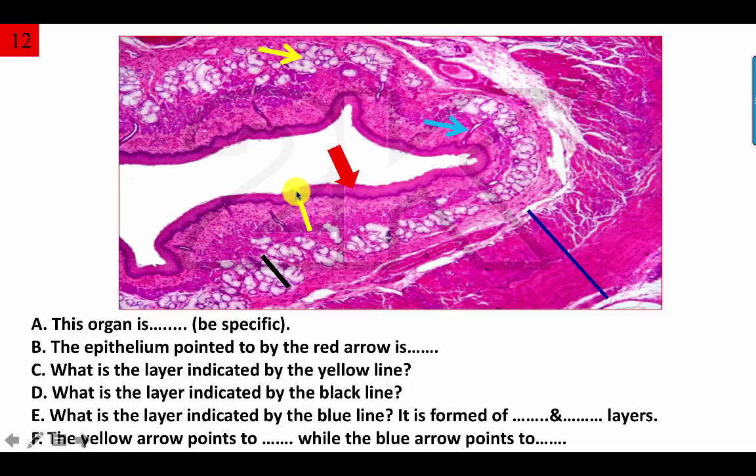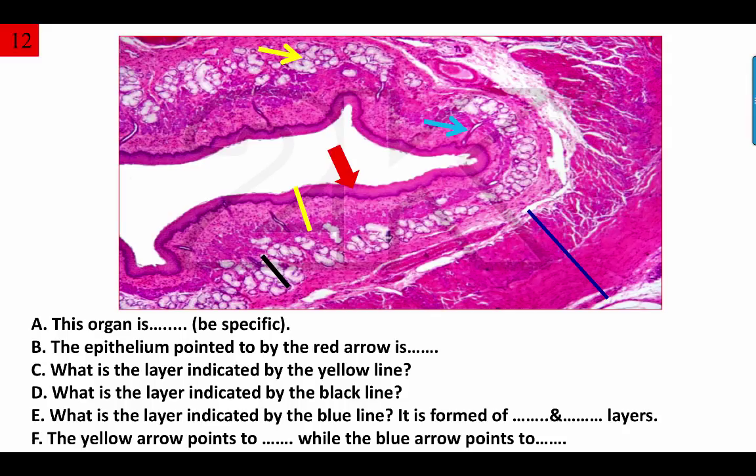The layer indicated by the yellow line is the mucosa, formed of the epithelium, lamina propria, and the muscularis mucosa. Here it is interrupted by the ducts of the mucous glands. What is the layer indicated by the black line? It is the submucosa containing the mucous glands, the mucous esophageal glands.